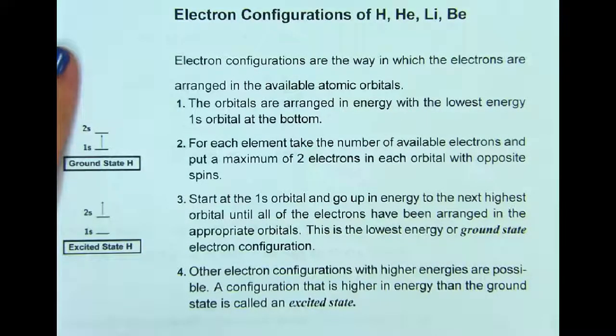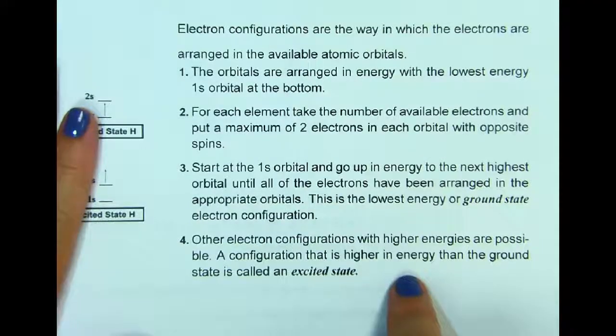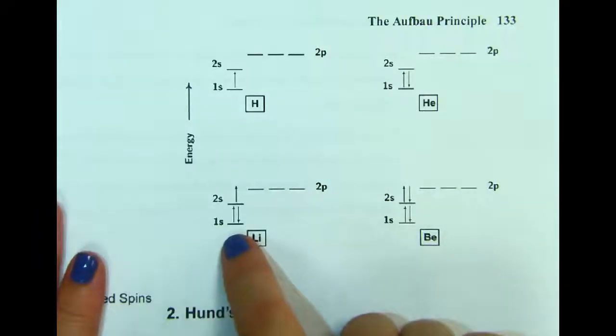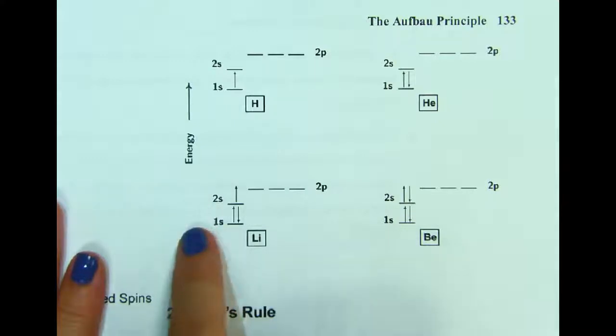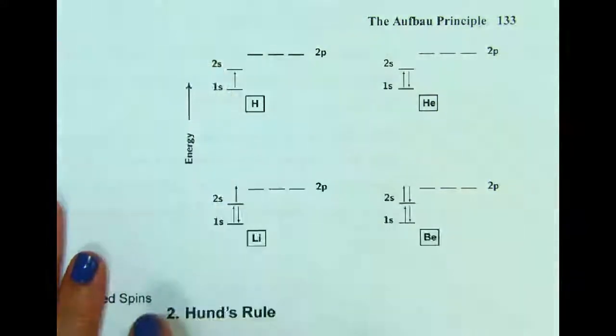This is the lowest energy or ground state electron configuration. Other electron configurations with higher energies are possible. A configuration that is higher in energy than the ground state is called an excited state. So the 1s orbital is considered the one with the lowest amount of energy, and as you go up the orbitals to 2s, to 2p, to 3s, etc., the energy of the electrons increases.